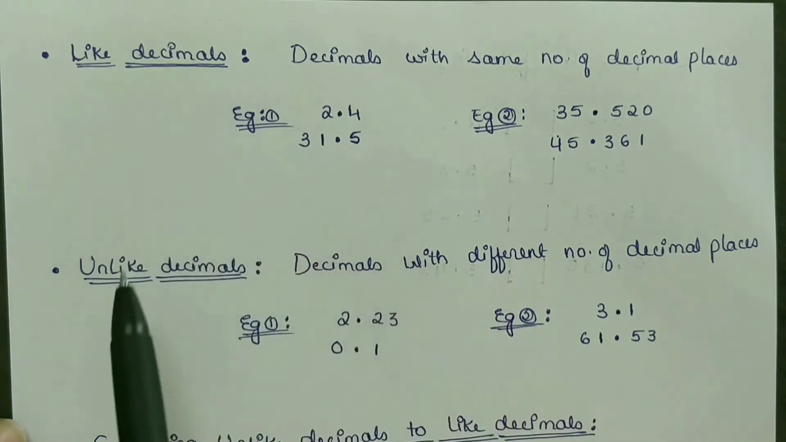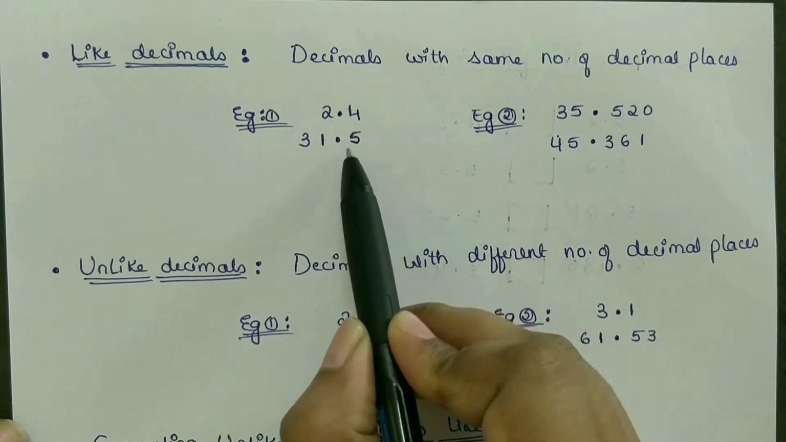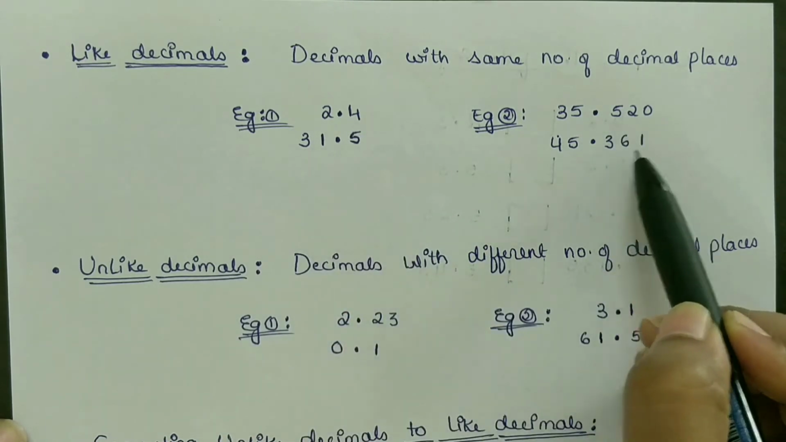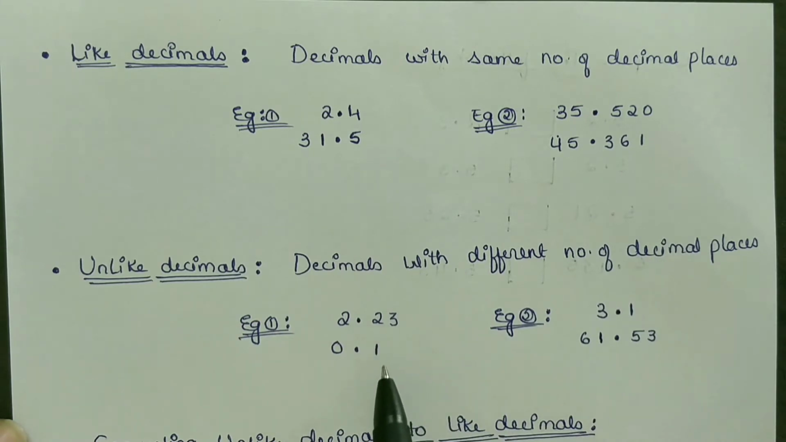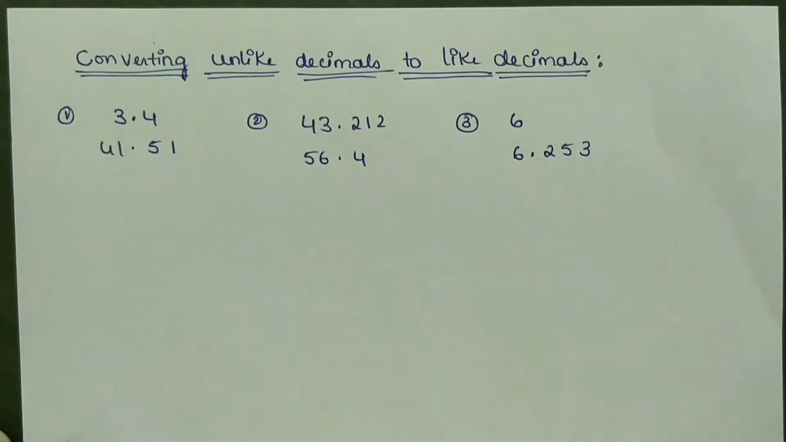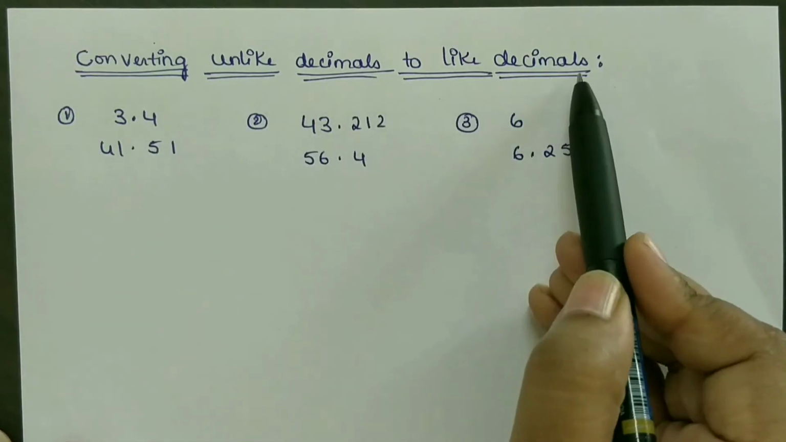Like decimals, unlike decimals. Decimals with the same number of decimal places are called like decimals. Decimals with different numbers of decimal places are called unlike decimals. Converting unlike decimals to like decimals.